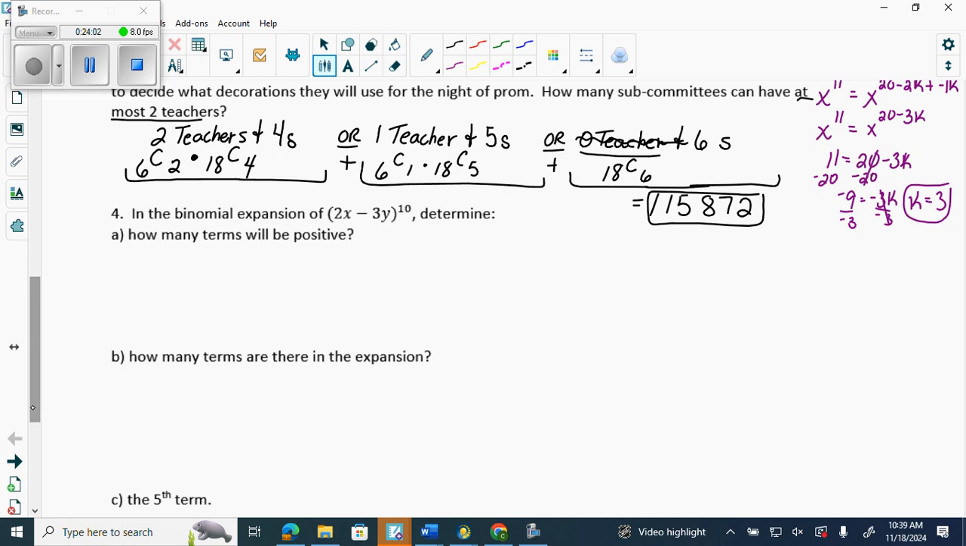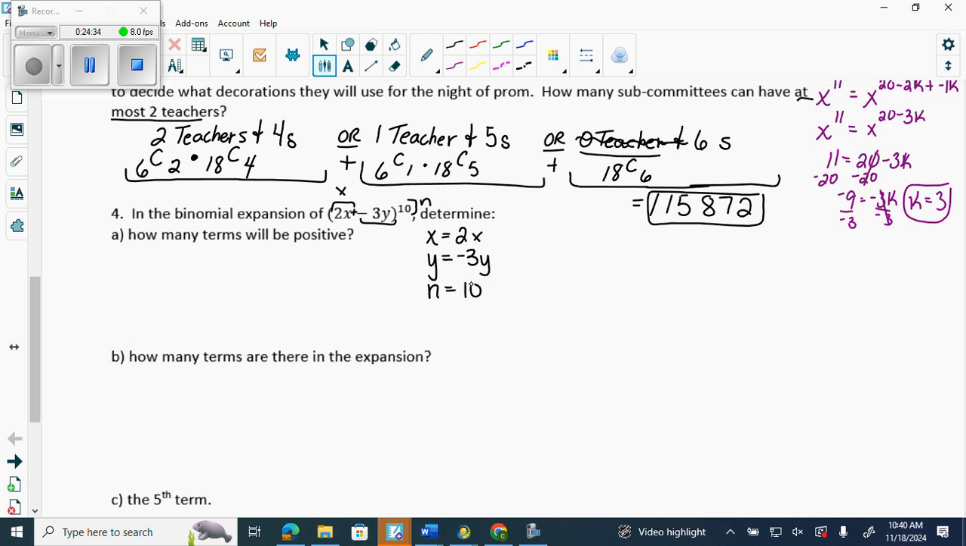Quiet, please. So this one wants to know, in this binomial expansion, how many terms will be positive? Well, let's just fill it out first. So we know we have x. We know we have y, which has to take the minus sign with it because we are x plus y, and then this is to the n. So we know x is 2x. We know y is negative 3y. And we know n is 10. True statement?